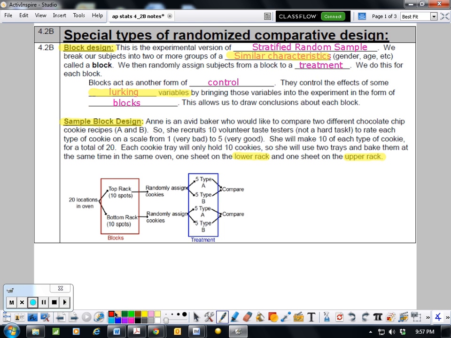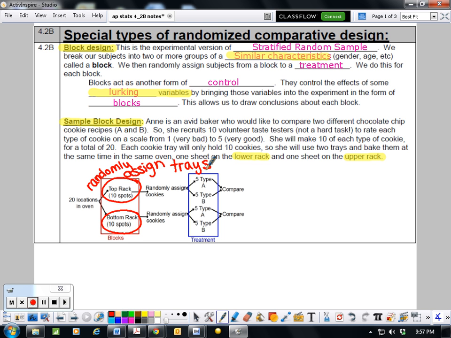So here we have our blocks. We've got the top rack and we have the bottom rack. And each tray has the 10 spots. So we randomly assign our trays to top rack and bottom rack, hoping that the trays were the same to begin with.